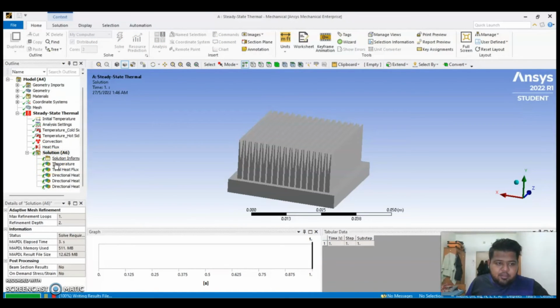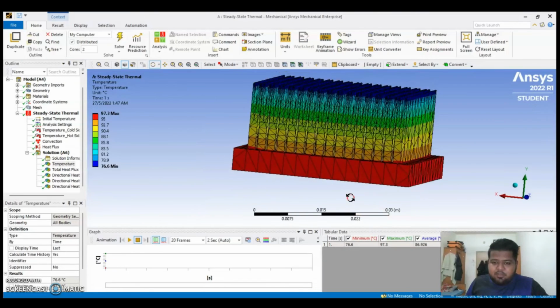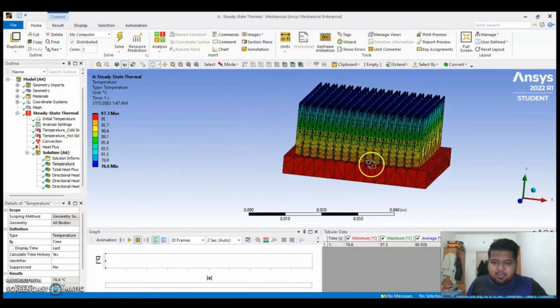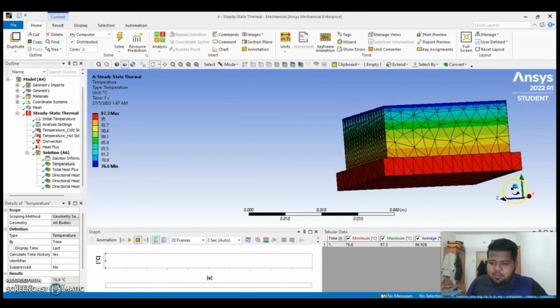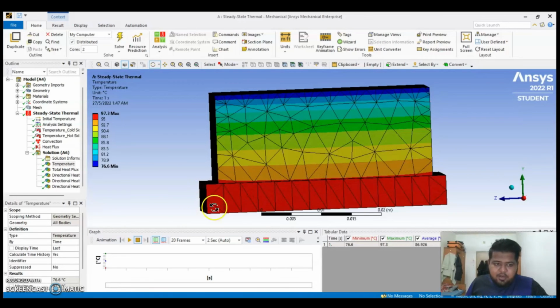Once your solution tree shows a green tick, that means all your equations are solved. Now let us look at the temperature distribution. For this heatsink, we are able to see the temperature distribution from the max, which is at 97.3, and the minimum, which is at 76.6. When you look at the distribution of the temperature, you are able to see the contours which go from the hotter region, which is at 97.3, towards 95, 92.7, towards 90.4, towards 88.1, and all the way to 76.6 degrees Celsius, which is the minimum temperature.